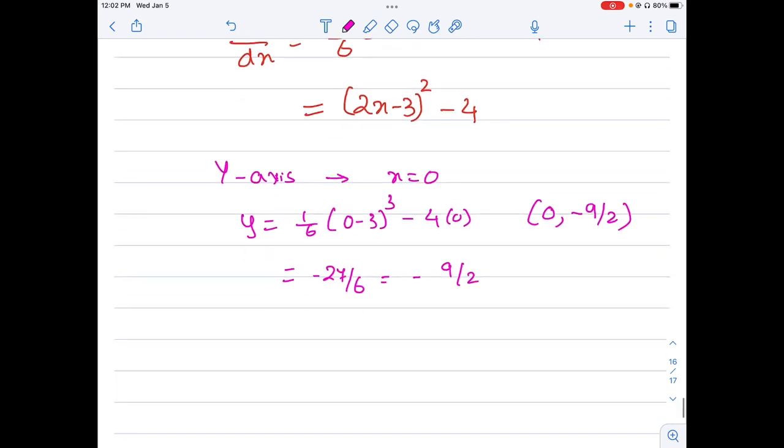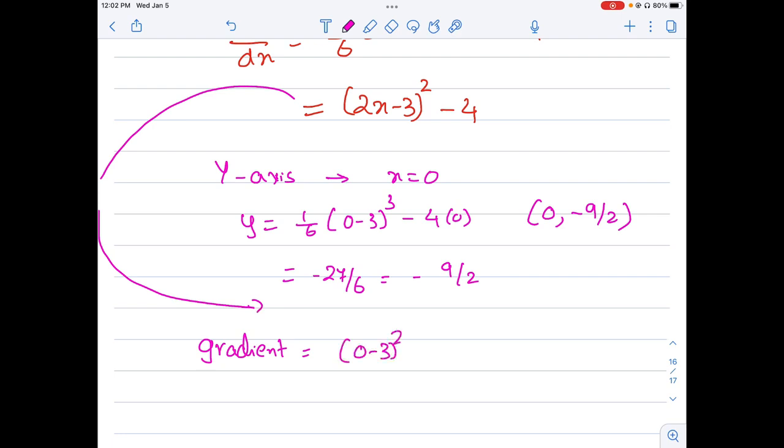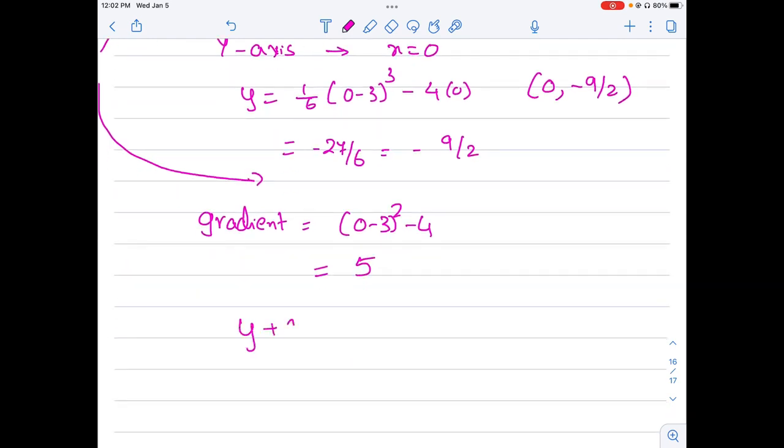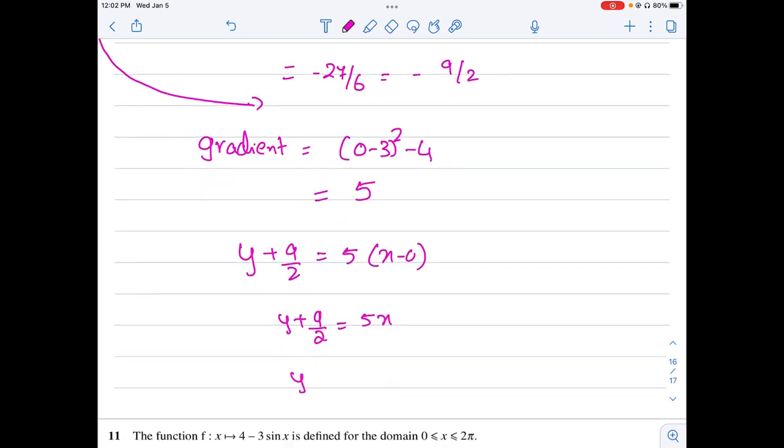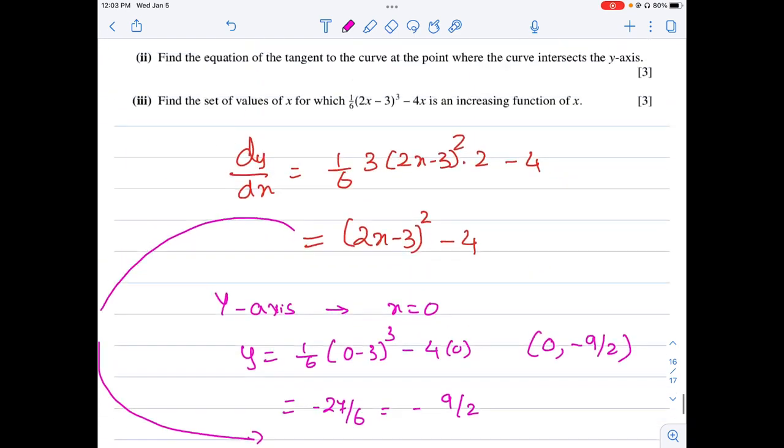So the slope, the gradient, we need to find the gradient also. In dy by dx, we plug in that one. So we get (0 minus 3) whole square minus 4. 9 minus 4 is 5. So the equation will be y minus y1 equals m times x minus x1. So y plus 9 upon 2 is equal to 5x, or else it becomes 2y plus 9 equal to 10x. So that is the equation of the tangent.